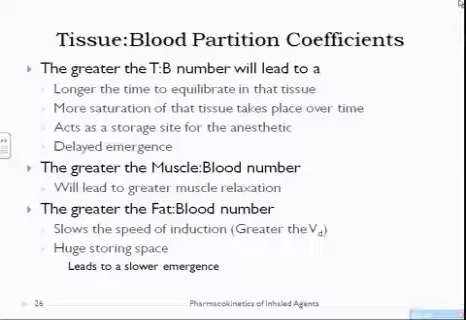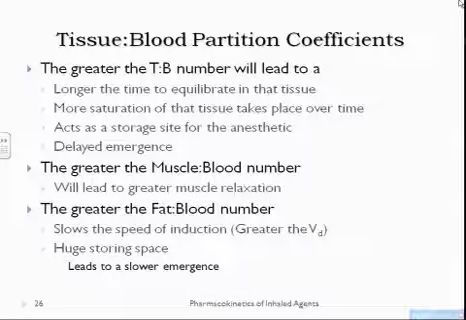Now what you see here is that the greater the tissue blood partition coefficient, the longer the time for the equilibration in that tissue to take place, and the more saturation of the tissue takes place over time. It basically acts as a site of storage for the anesthetic, and if you do it long enough, it begins to affect your emergence.